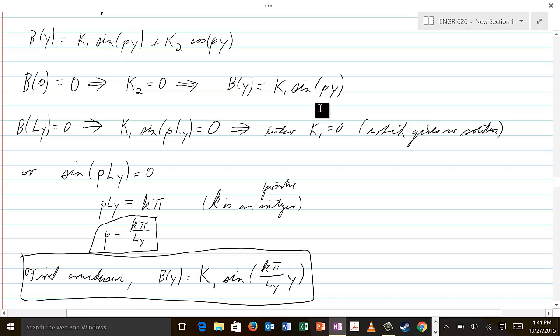So the other possibility is sine of p times Ly is equal to 0, and that means that p times Ly is k pi, where k is a positive integer, and so p is equal to k pi over Ly. So our final conclusion is that b is equal to k1 sine of k pi y over Ly. That is b.